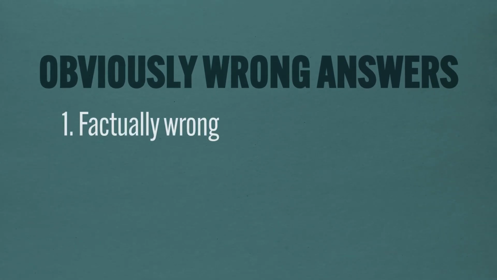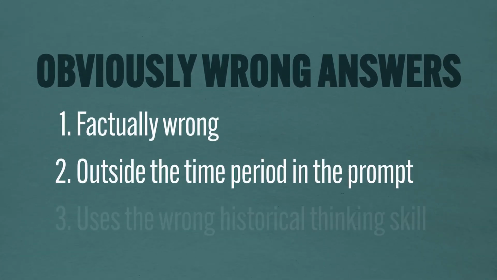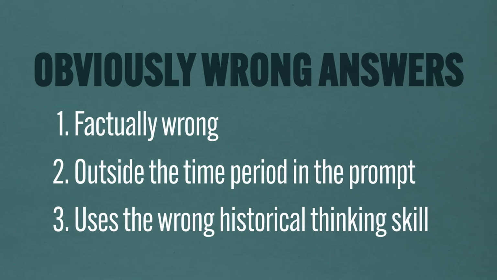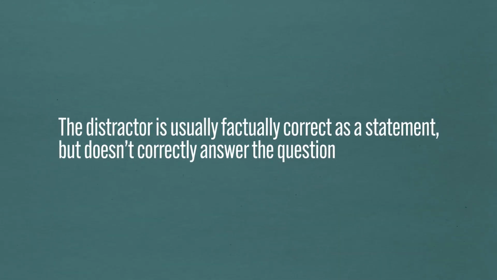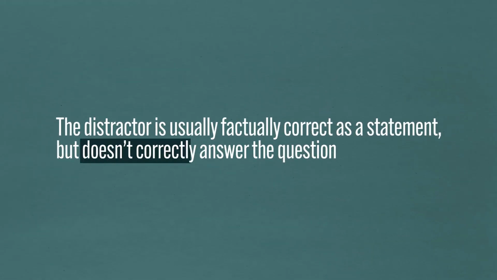And once they've identified the 2 obviously wrong answers, they need to explain why those are wrong, and usually wrong answers are wrong for one of 3 reasons. Number 1, it's factually wrong. Number 2, it's outside the time period of the prompt. And number 3, it uses the wrong historical thinking skill. However, the distractor is usually factually correct as a statement, but doesn't correctly answer the question. So I want them to identify all of these.